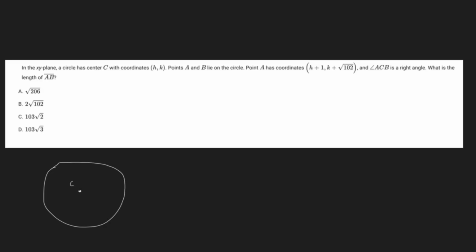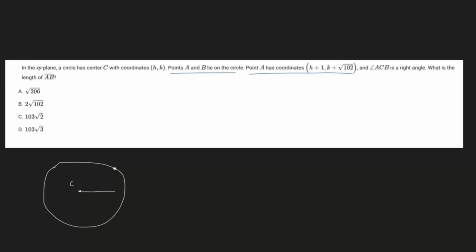With coordinates (h, k), points A and B lie on the circle, and point A has the following coordinates: (h plus 1, k plus square root 102). So that's an interesting way of depicting point A. But since we know point A is somewhere on the circle, let's just label point A, like here. We know HK is the center, right? So point A has the coordinates of h plus 1, so h determines the x-axis location. So we can just move this here.